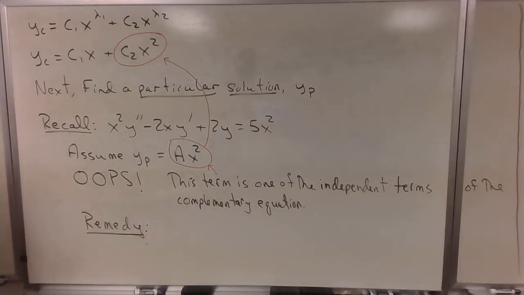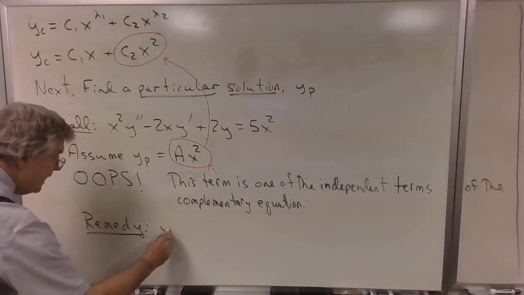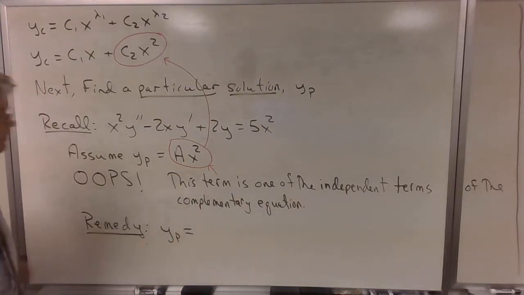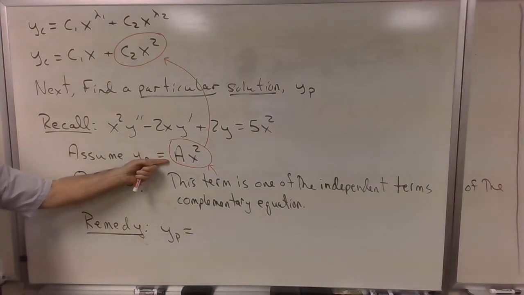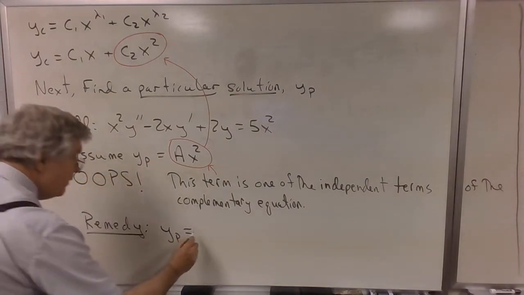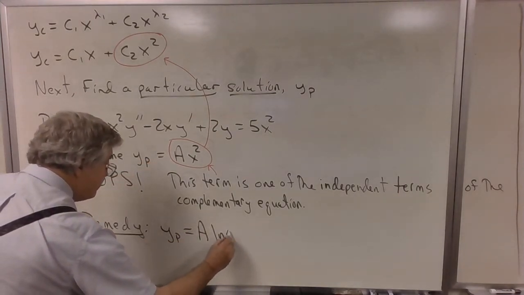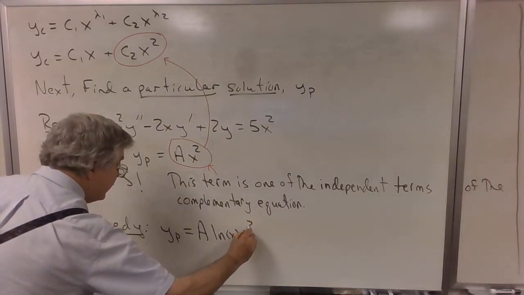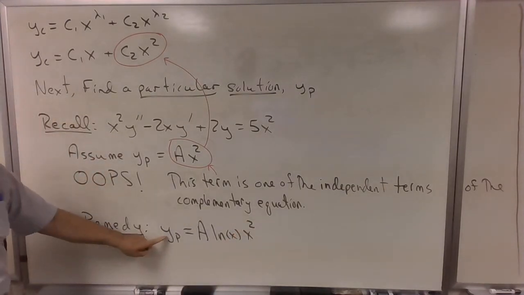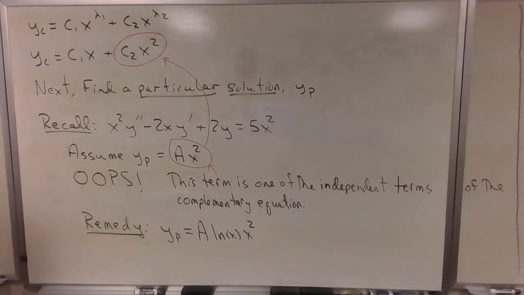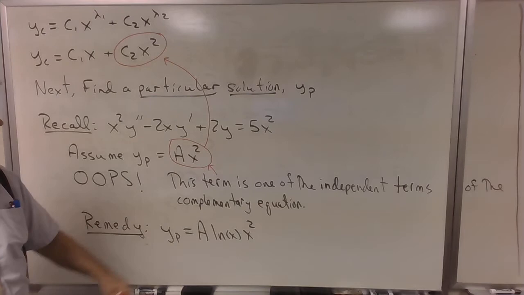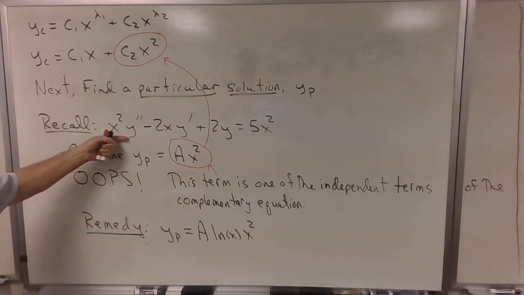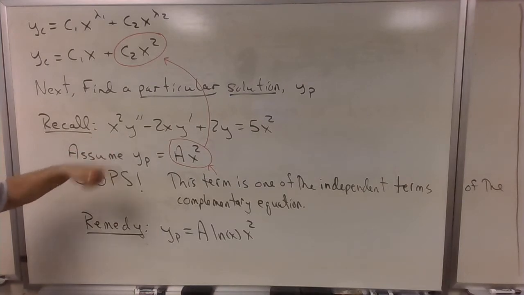So here's how we fix it. We take what we had proposed to be our particular solution, and we multiply it by natural log of x. So this is now our proposed particular solution. The thing to do now is compute y prime and y double prime and plug them into this equation and solve for a.